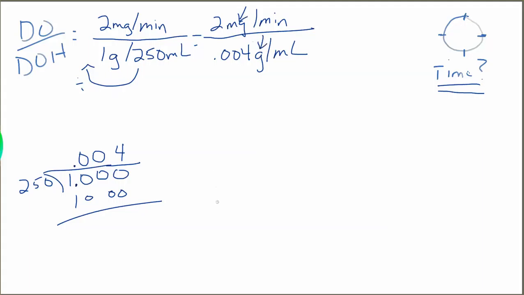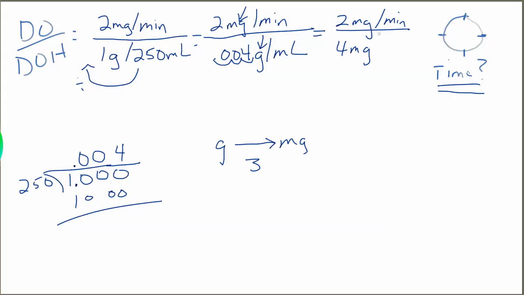So this is where we have to go back to that very first lesson where we talked about moving the decimal points. We want to move it from grams to milligrams. So that means we have to move 3 decimal points. So we'll go 1, 2, 3, and suddenly it looks a little bit easier because now we have it in 4 milligrams per ml.